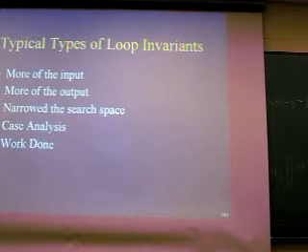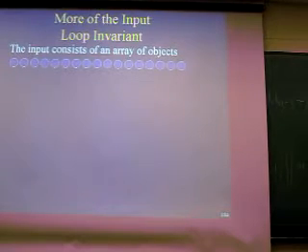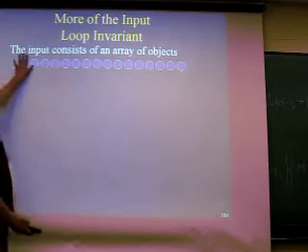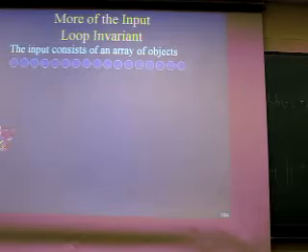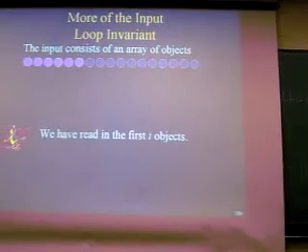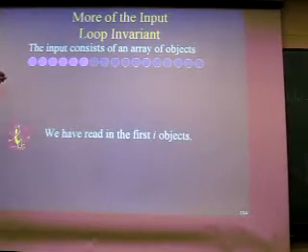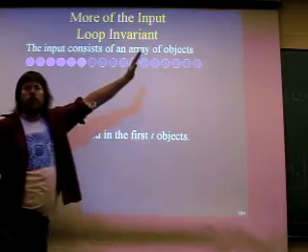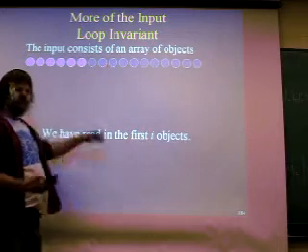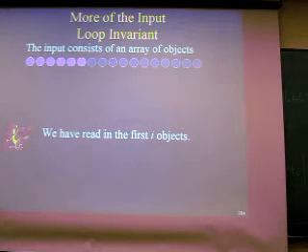All right? So the more of the input one, your input for your problem consists of a bunch of objects, right? And our loop invariant is going to say, I've read the first I of the objects, right? The algorithm will read one at a time, but you've read the first I. What do you think we want the loop invariant to say now? Any idea?